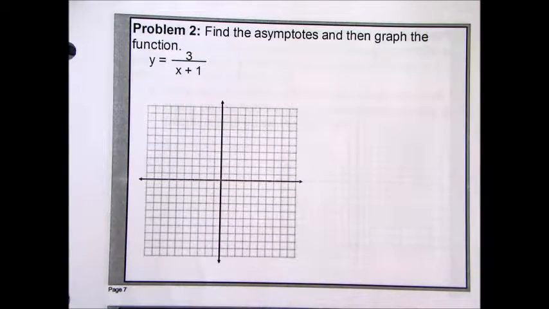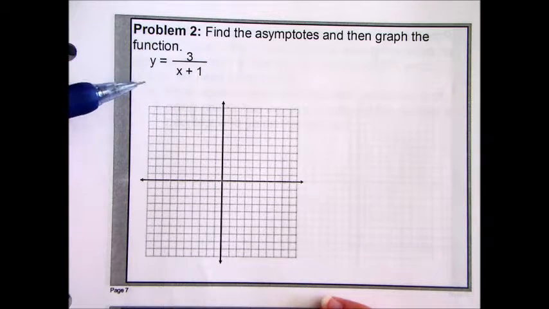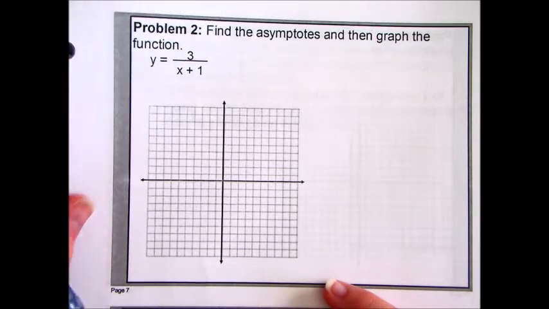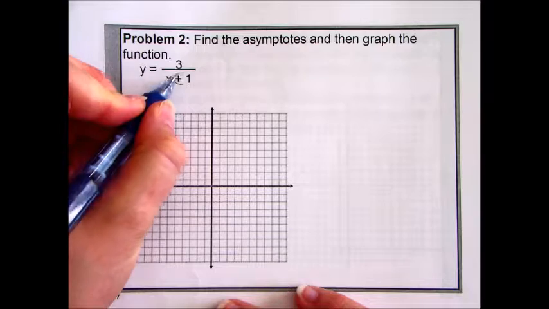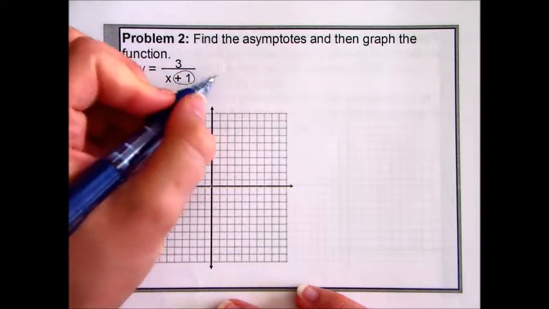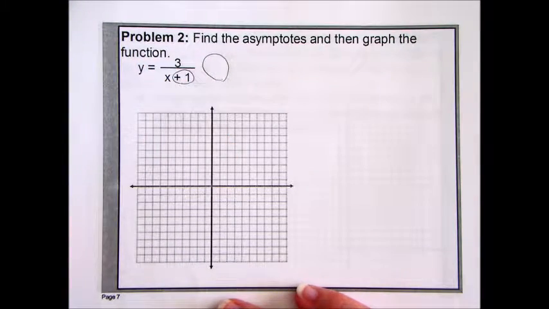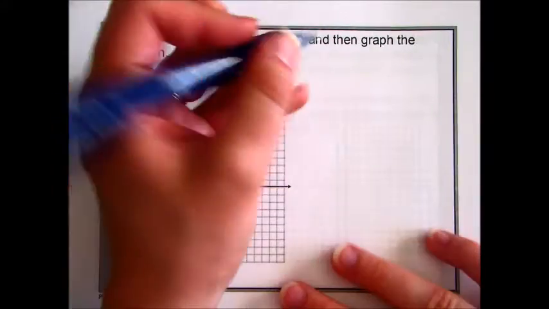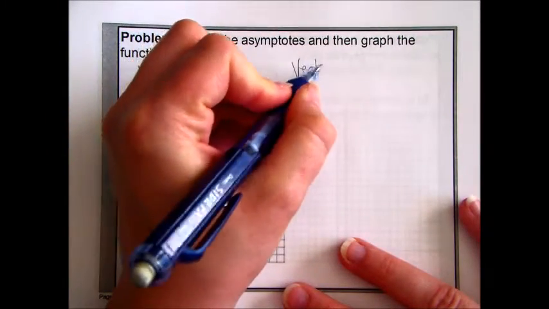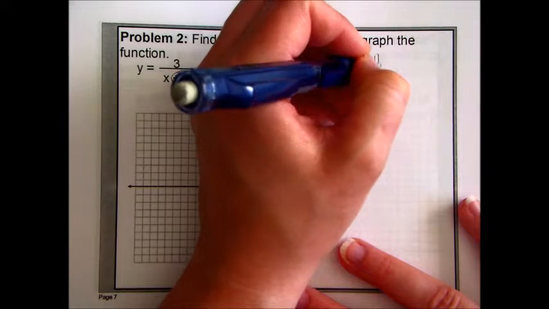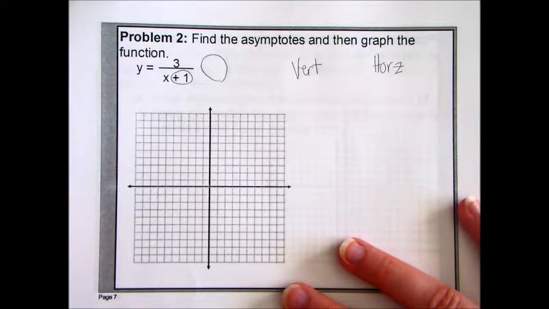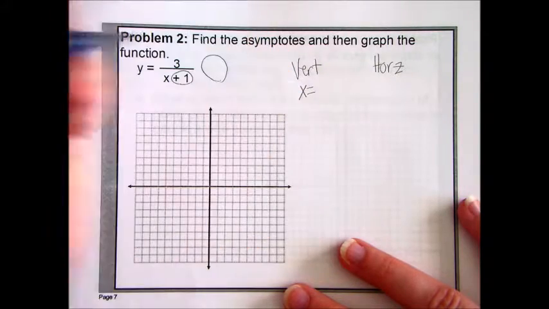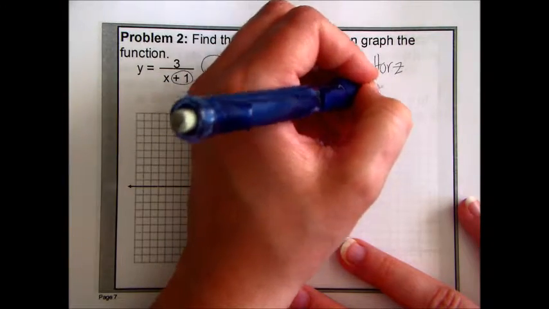Now we'll move on to problem 2, finding the asymptotes of a graph of a certain function and graphing it. Excuse me. So I'm going to circle this plus 1 in the denominator and the fact that there's nothing in the back. So what that means is that I have a vertical asymptote and a horizontal asymptote. The vertical asymptote is x equals. The horizontal asymptote is y equals.